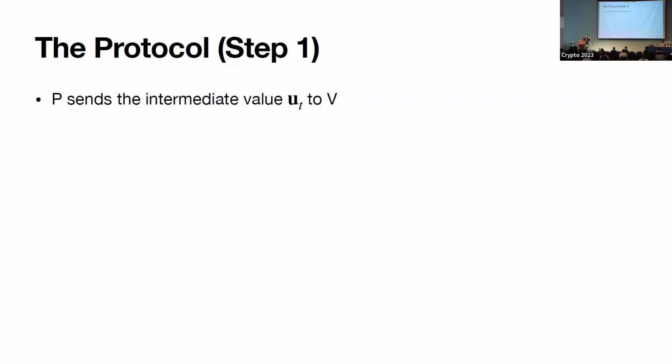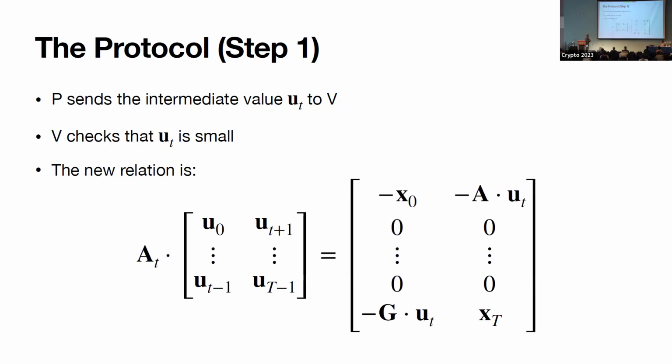So the prover takes half of the computation, whatever was fed to the function at time t divided by 2, and we call this value u_t. It just sends it in the clear to the verifier. The verifier checks that u_t is small, which is trivial to do. And now the new relation is essentially this.